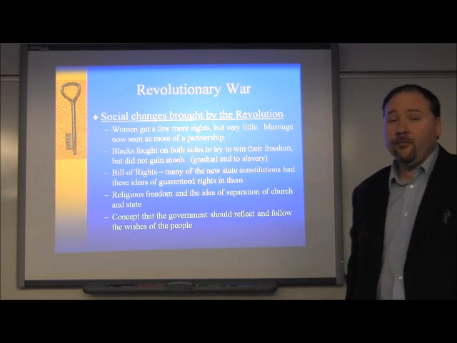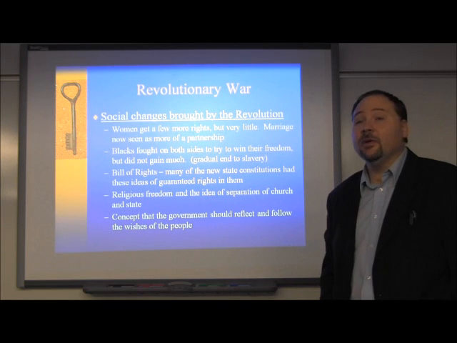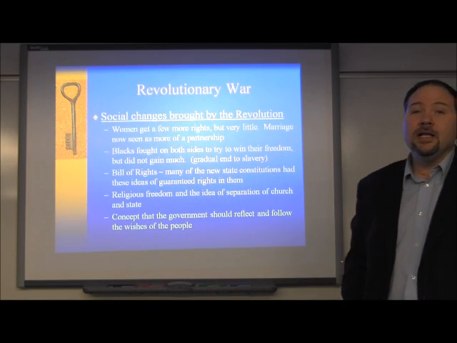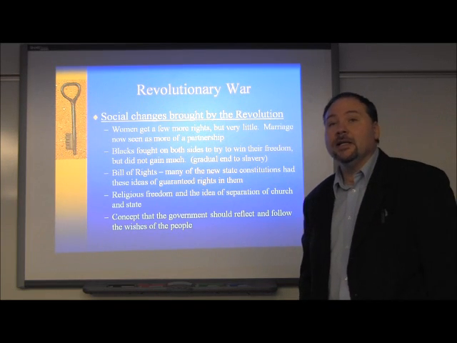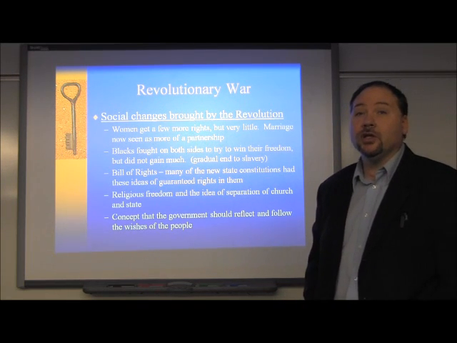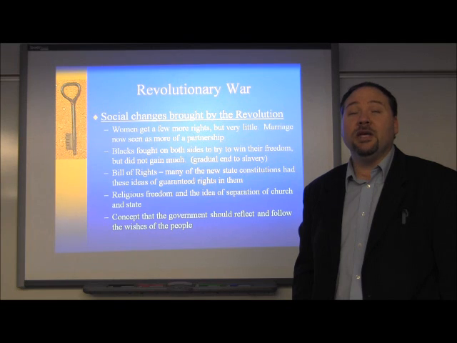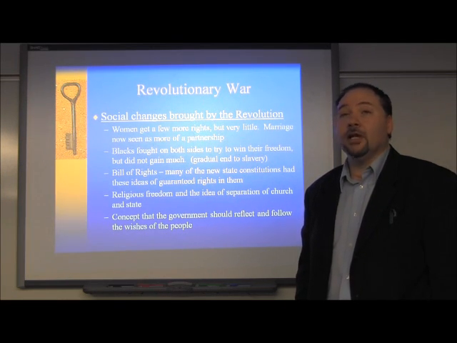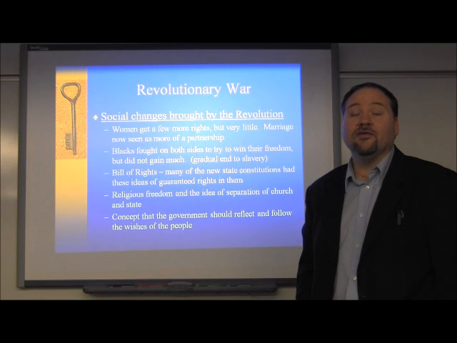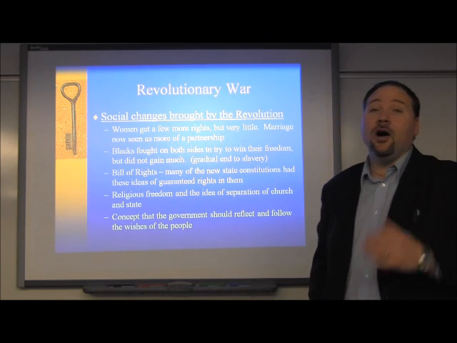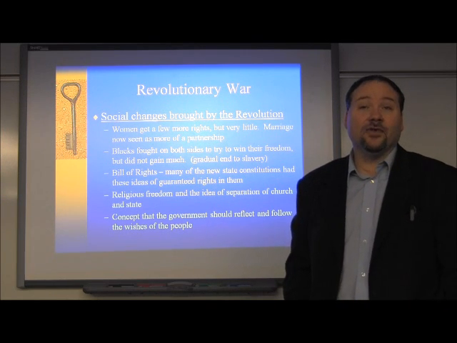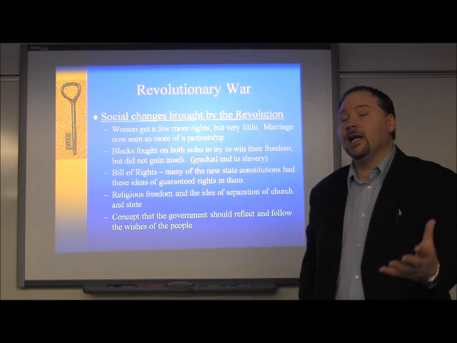Finally, the concept that government is to serve the people and follow what the people want becomes ingrained in American society and American tradition. It's no longer the people serving the government, but it's the people really running the show. The people have the power to vote. One of the things is almost all white guys are going to be able to vote pretty soon after the revolution, and that's what we're talking about here.